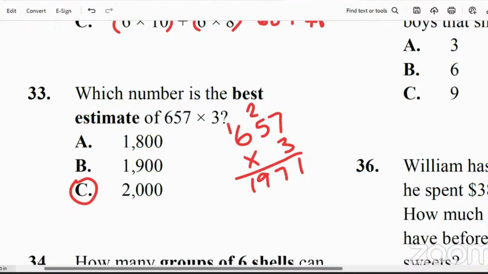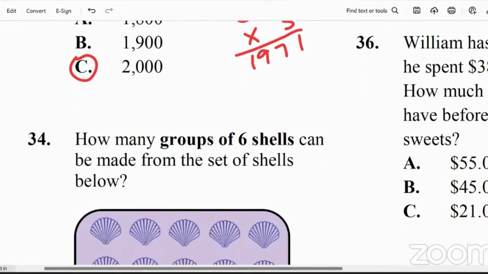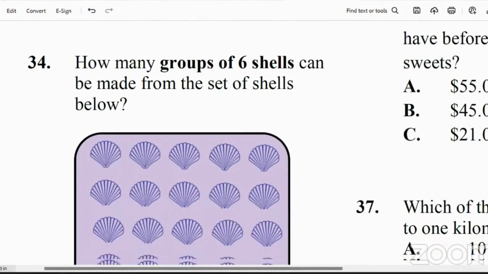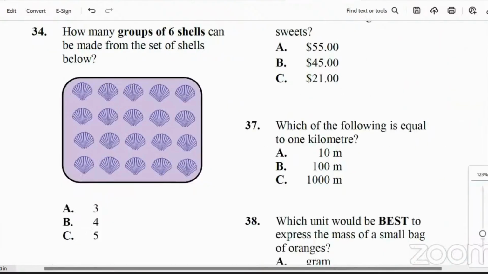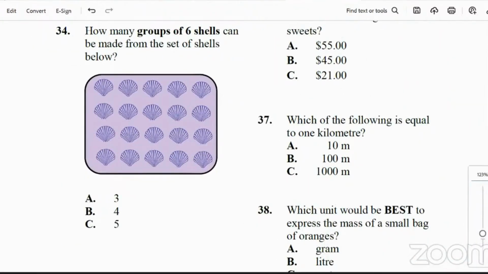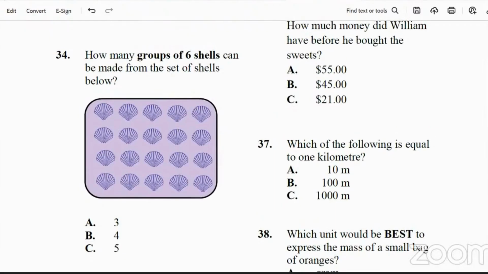So let's get to question 34. Let me make it smaller so we can see everything on the screen at the same time. All right, so how many groups of 6 shells can be made from the set of shells below? How many groups of 6?